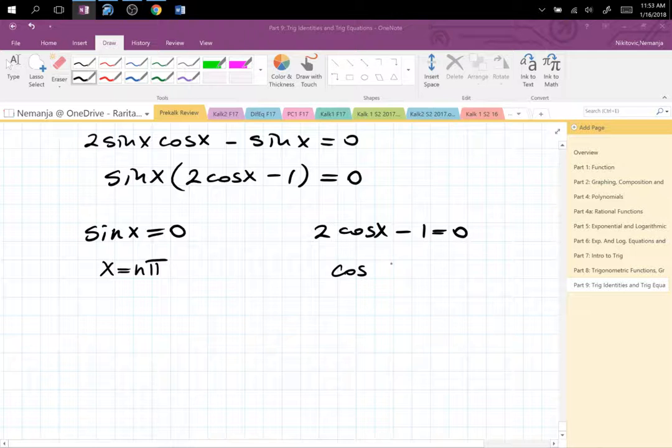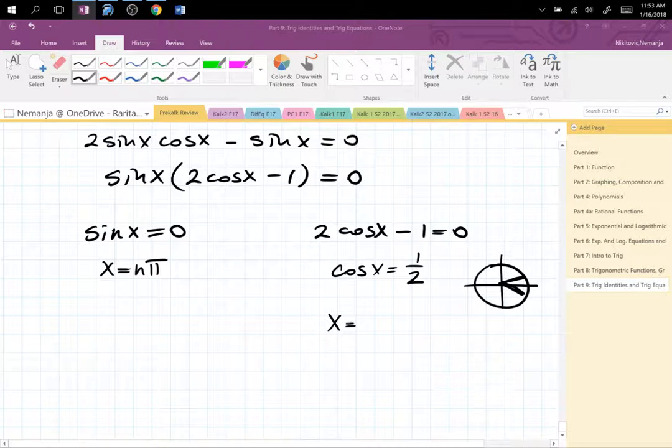On the other side, we have cosine x equals positive 1/2. Again, in the unit circle, all students take calculus. Cosine is positive in these two quadrants, and cosine is 1/2 at pi over 6. So it's these two puppies. So x is equal to pi over 6 and 11 pi over 6.